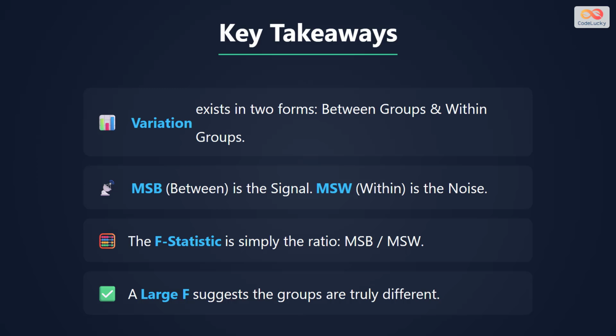To wrap up, remember these 4 points. 1. Variation comes from two sources, between groups and within groups. 2. MSB is the signal, and MSW is the noise. 3. The F-statistic is the ratio of that signal to that noise. And finally, a large F value is what we are looking for to prove that our groups are different.